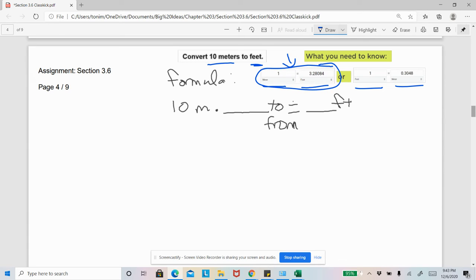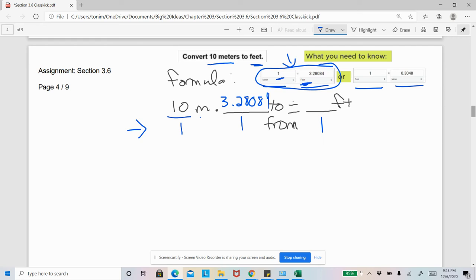So what are we converting to? We're converting to feet. So here's feet, which is 3.28084. And then what are we converting from? We're converting from meters. So meters is 1, so we're going to put a 1 there. This is multiplication, so we're going to put it over 1. This is great because if you notice, your denominators are both 1. So that means whatever you do on the multiplication up here, that's pretty much your answer.